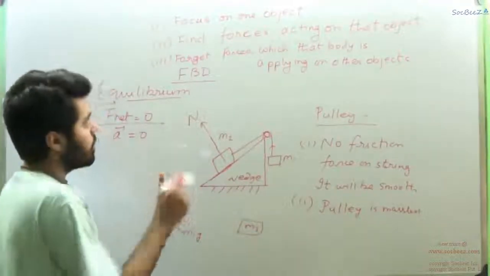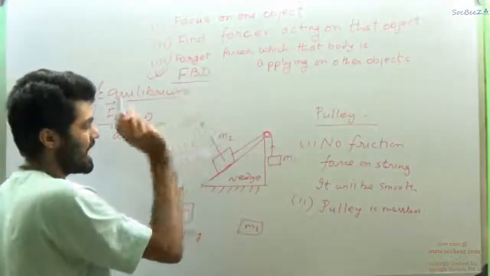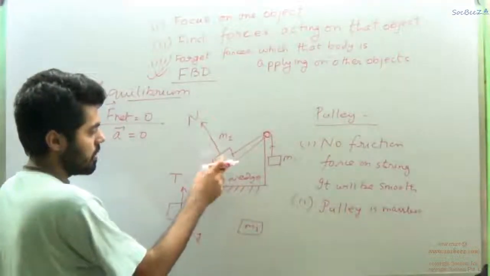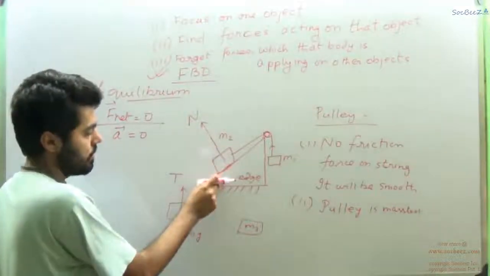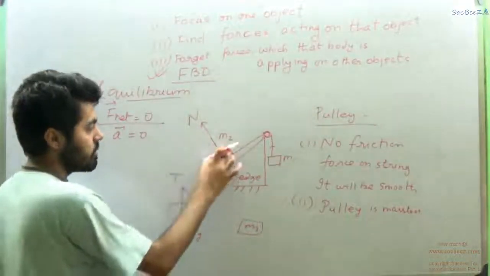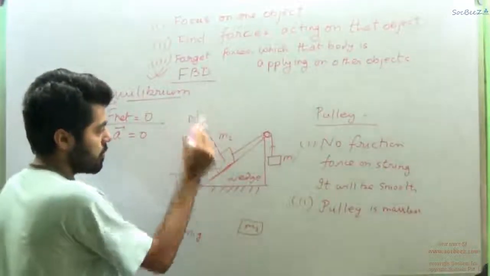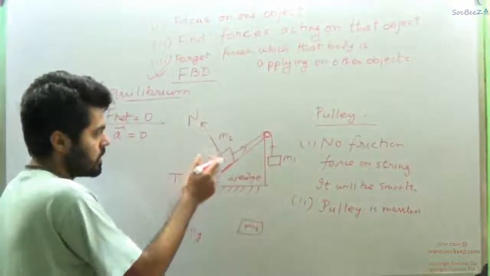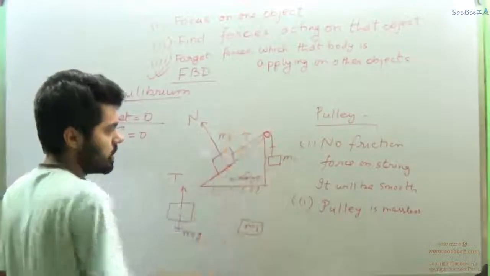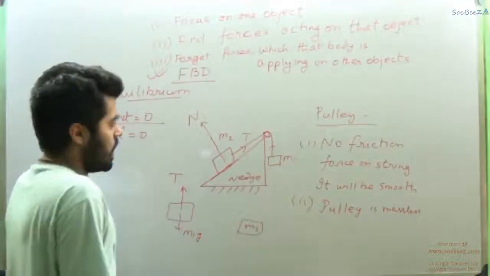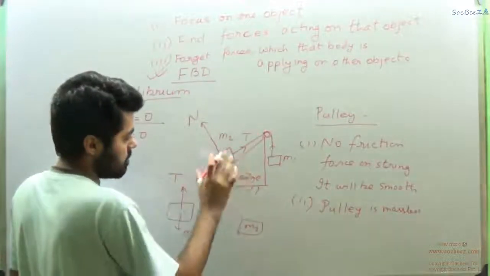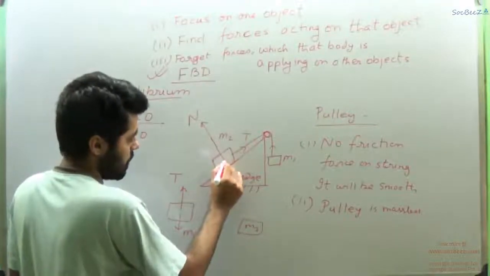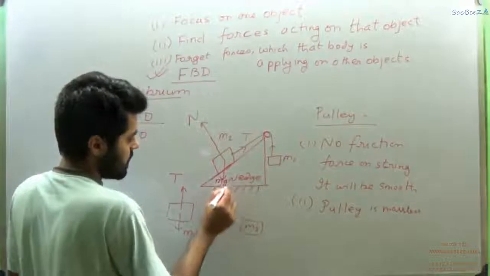But again, a reminder: we have to forget all the forces that a body applies on any other object. So for the time being we will forget the force this object is applying on the wedge. We have to consider only the forces being applied on this object. So this is the normal force, obviously away from the object, because the object has a tendency to move down. This is the tension T. There are forces in two components along the plane, so it's better we take x and y axes. And this is the gravity mg.